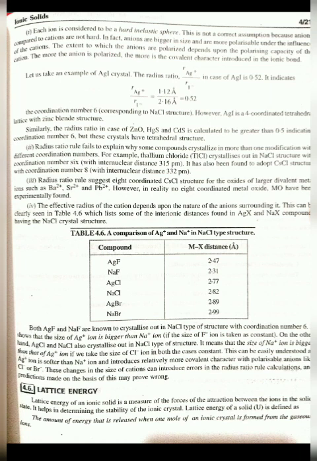Next, heading 4.6, lattice energy. Lattice energy of an ionic solid is a measure of the forces of attraction between the ions in the solid state. It helps in determining the stability of the ionic crystal. Lattice energy of a solid, U, is defined as the amount of energy that is released when 1 mole of ionic crystal is formed from the gaseous ions.